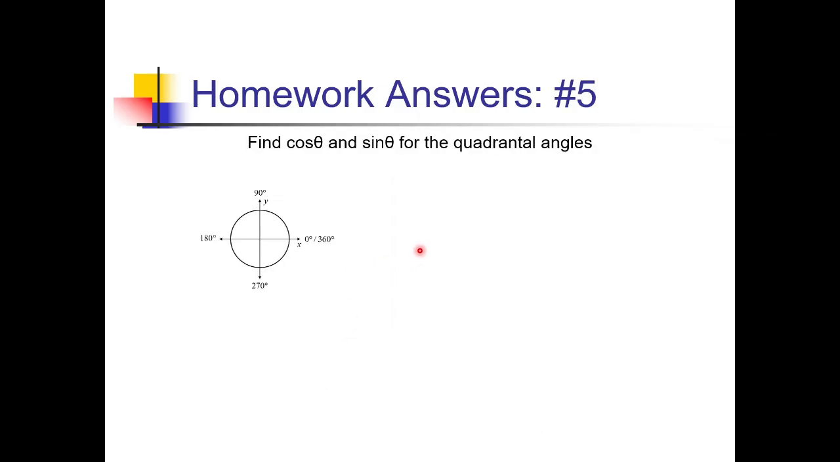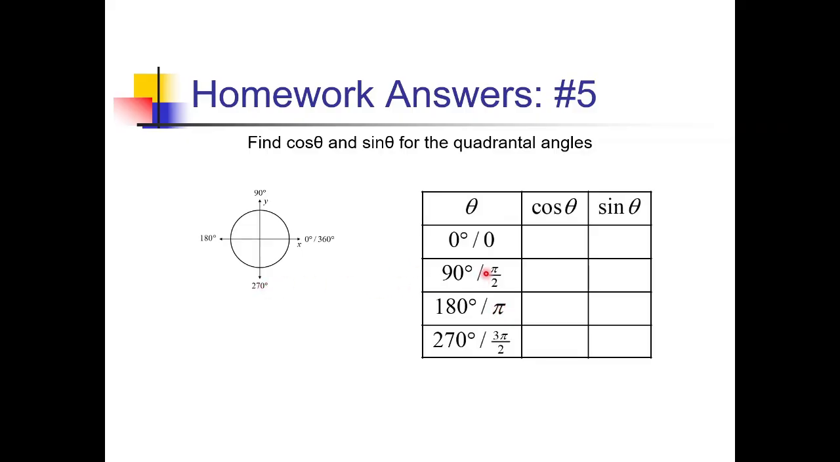For this problem, they want us to find cosine and sine of theta for the quadrantal angles. That's 0, 90, 180, and 270. And they gave us a chart to fill out, actually. So here's the chart that they gave us. So the most efficient way to do this is just to go angle by angle. Cosine is the x value, sine is the y value of the angle. So let's just do it that way.